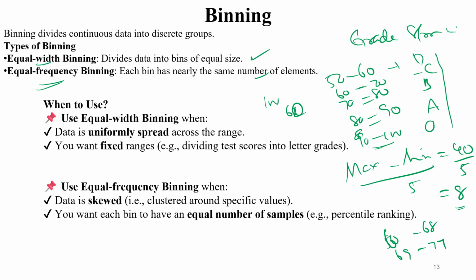So how do you do it? First take the maximum and minimum number, take the range and divide by the number of bins. Accordingly, you can split the width. So this is called equal width binning.